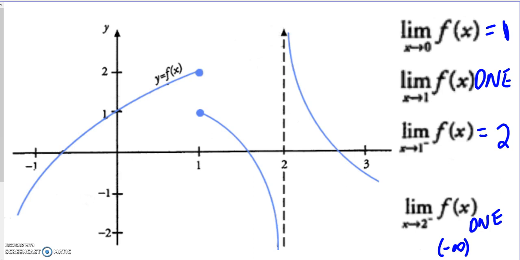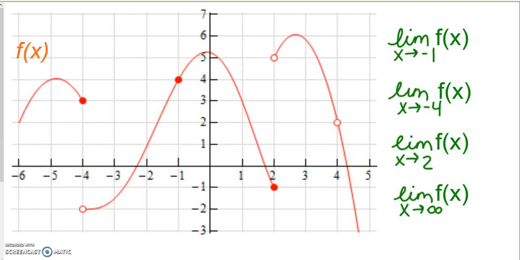I'd like you to go ahead and take a look at this next example. Fill in your answers for that, and when you're ready to check your answers, go ahead and push play.